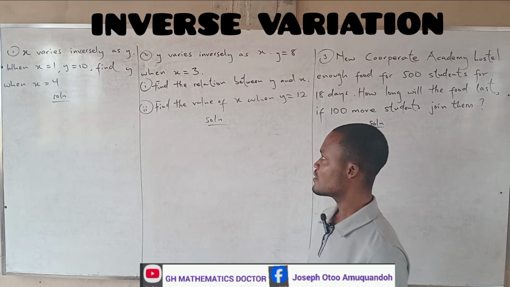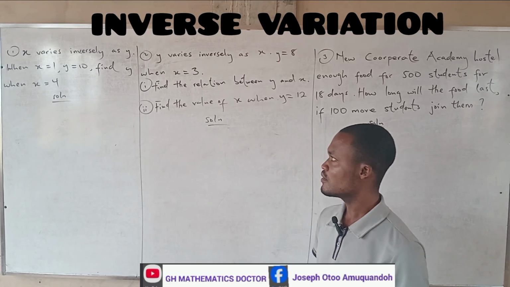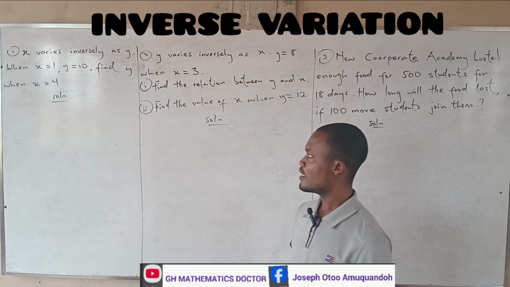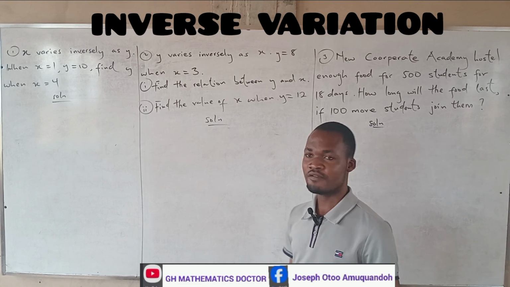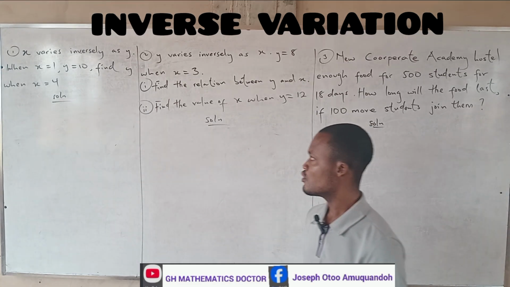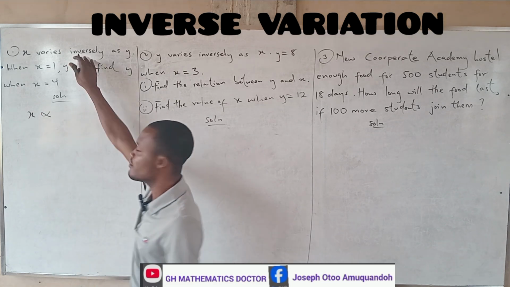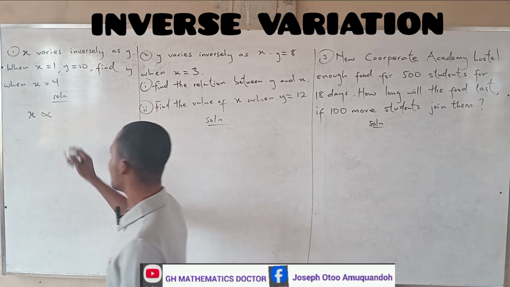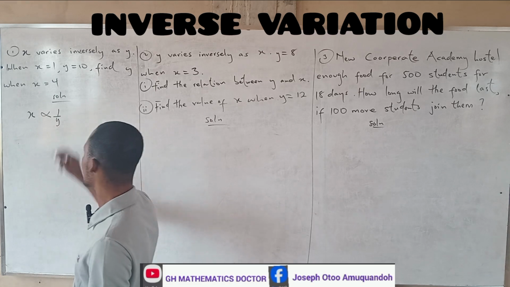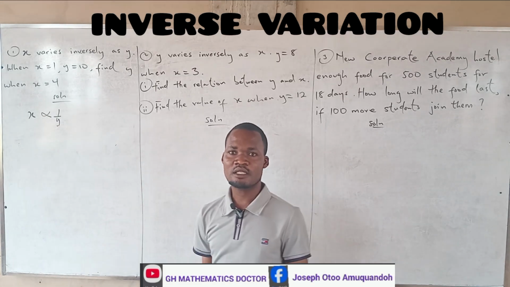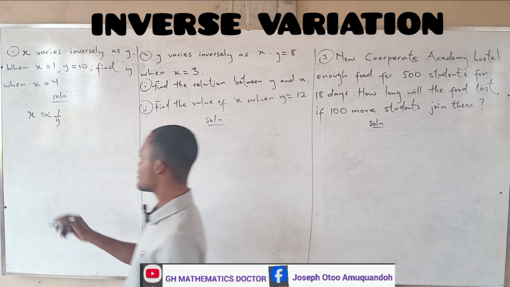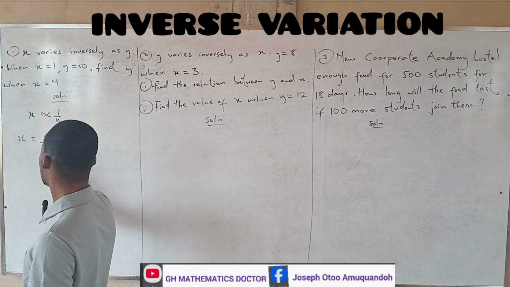The first question says that x varies inversely as y. So when x is equal to 1 and y is equal to 10, you should find the value of y when x is equal to 4. So you write this as x varies, and inversely means fraction. So we need to express this in terms of fraction, 1 over y. So you change the proportionality sign to k and say that x equal to k over y.